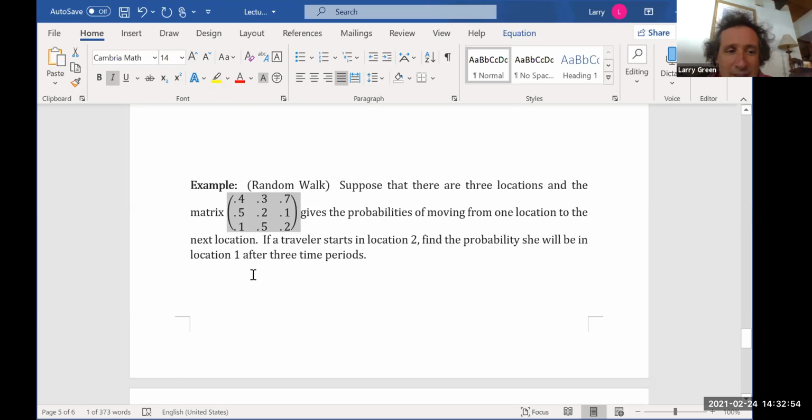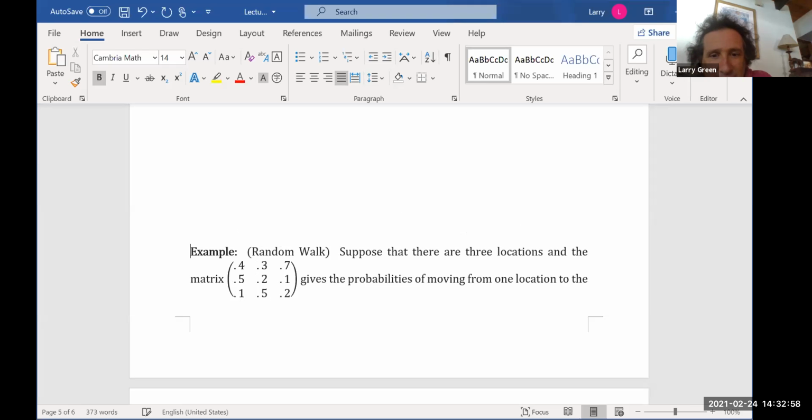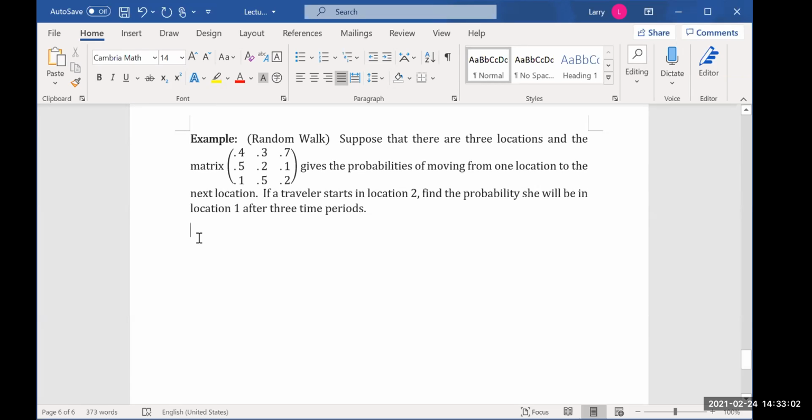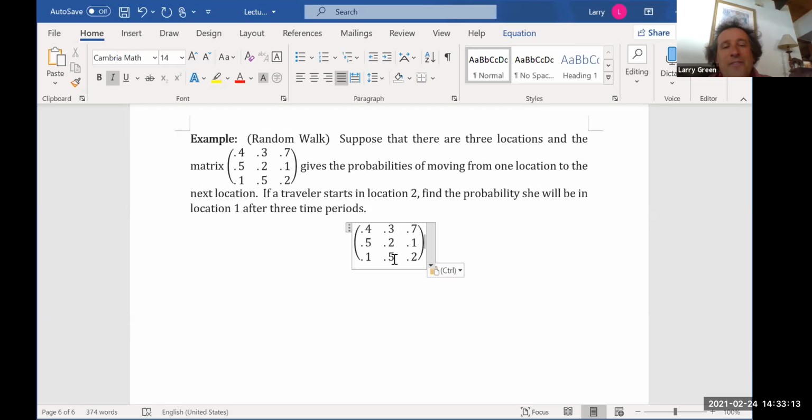So what's the process to find out the probability she'll be in location 1? Should we find the probability that she will be in that location in one time period? Good, good. Yeah. So the first thing is you find the probability that she'll be in location 1. And actually 1, 2, and 3, not just 1.